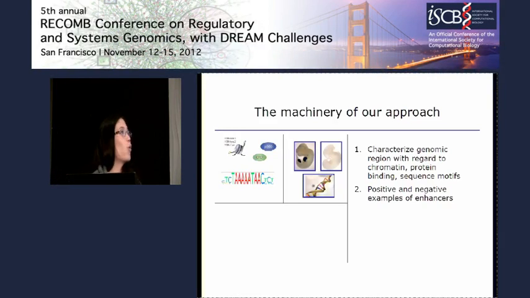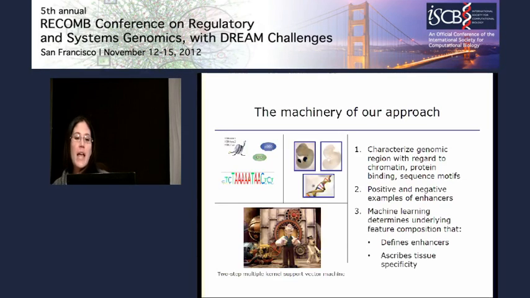So we know the chromatin state, the protein binding, and the sequence motifs for true enhancers, regions that were tested that aren't active at embryonic day 11.5, and also regions of genomic background. And we can put all of this into our machine learning algorithm that then determines the underlying feature composition to, one, define enhancers, and two, ascribe that tissue specificity.